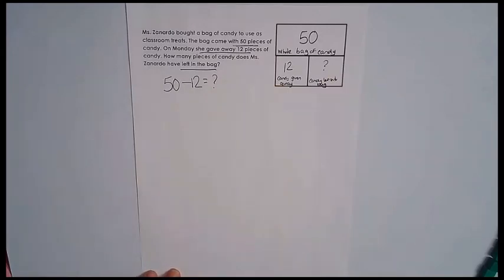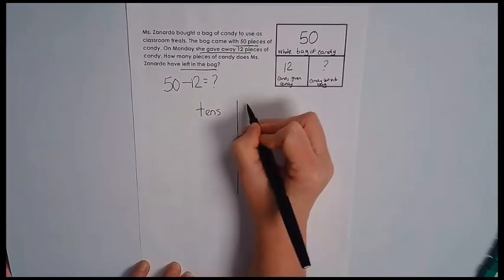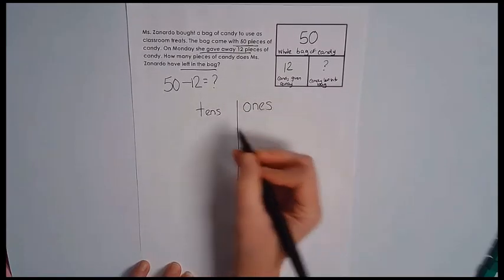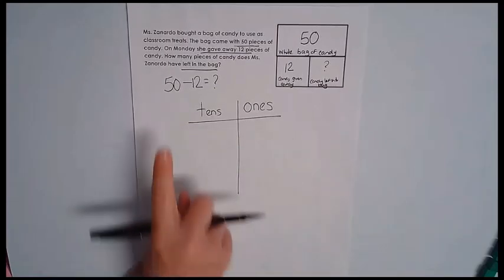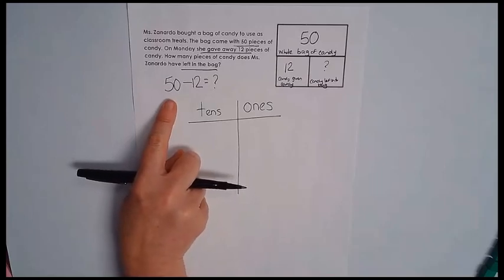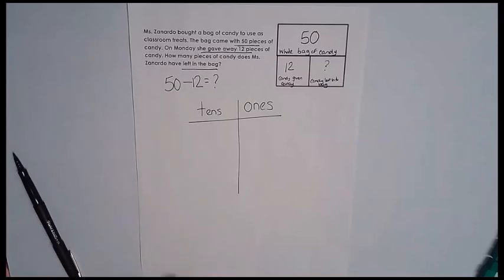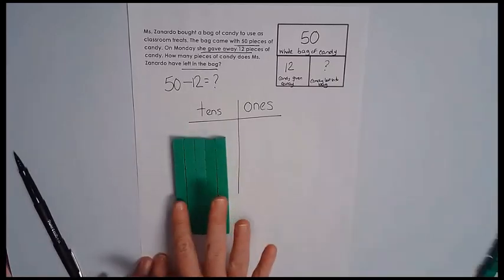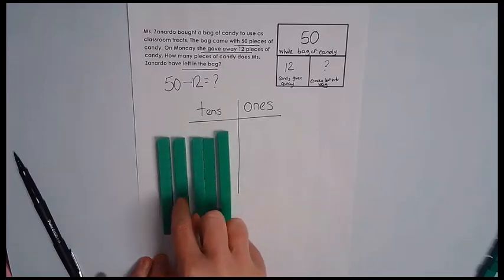So the strategy that I'm going to use to solve this problem today is I'm going to use a place value chart with base 10 blocks. I am going to begin by drawing my tens and ones chart. And I know that I am starting with the whole bag of candy, the 50. I know 50 is composed of 5 tens and 0 ones. So I'm going to model 50 using 5 tens. 10, 20, 30, 40, 50.